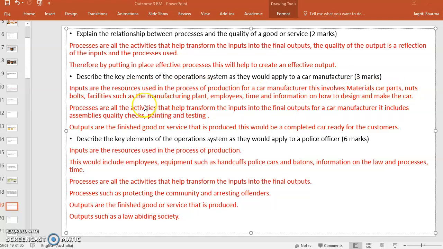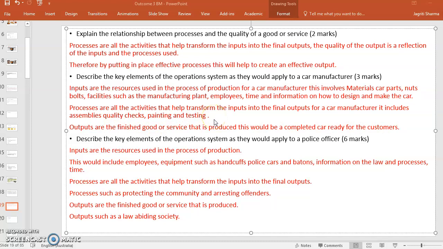Now the second is processes. Inputs, processes, and outputs are the key elements of the operation system, and we are explaining them in terms of a car manufacturer. Processes are all the activities that help transform the inputs into the final outputs. For a car manufacturer, it includes assembly, quality checks, painting, and testing.